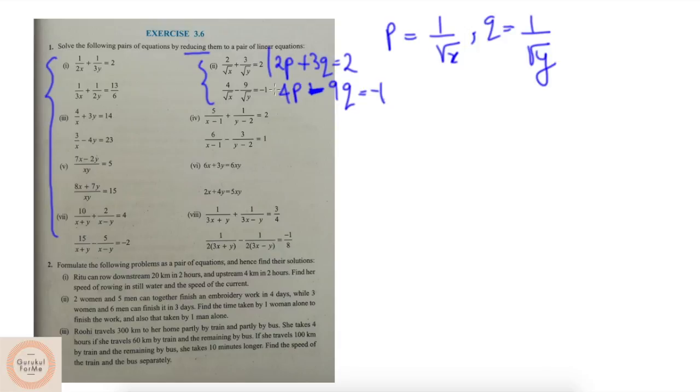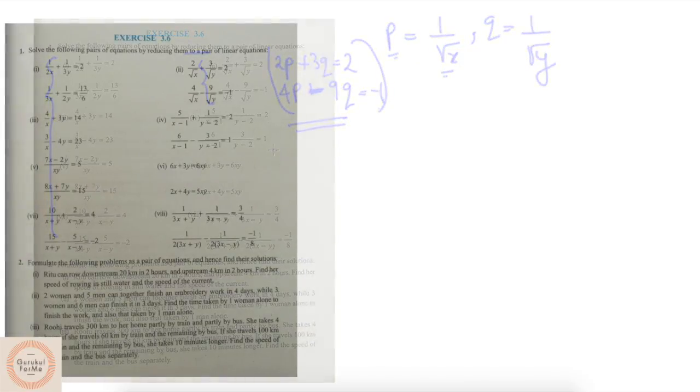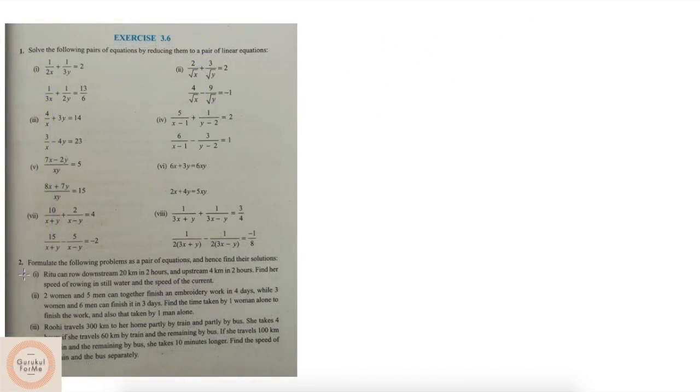And then you can solve both these equations to get the answer for p and q, and then you can substitute p, whatever you get, and find the answer for x. Okay, let's look at this question now. It says Ritu can go downstream 20 kilometers in 2 hours. Okay, let's quickly go back.